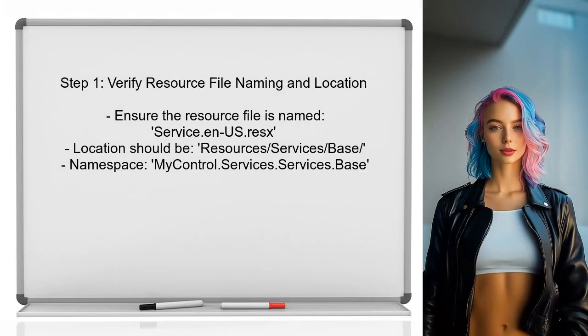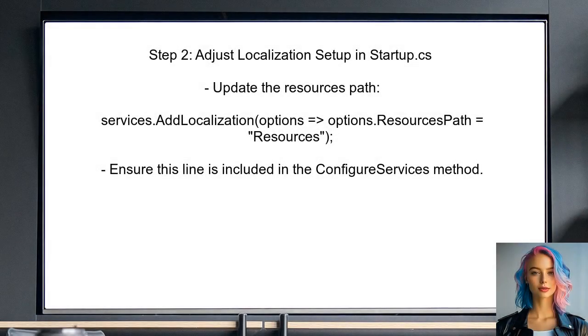To resolve the issue with localization in the generic service, the user should first ensure that the resource files are correctly named and located. The resource file for the service should be named according to the service's namespace. Next, the user needs to adjust the way the localization is set up in the Startup.cs file. They should specify the resources path correctly to include the services folder.